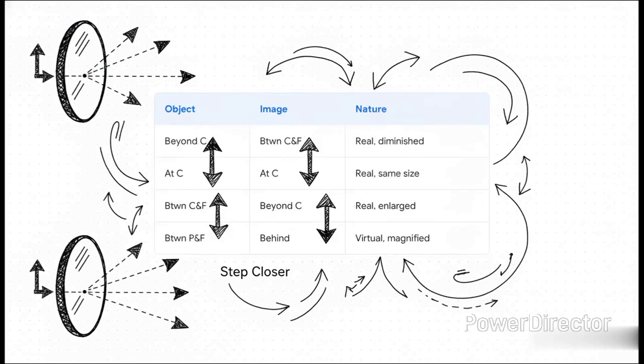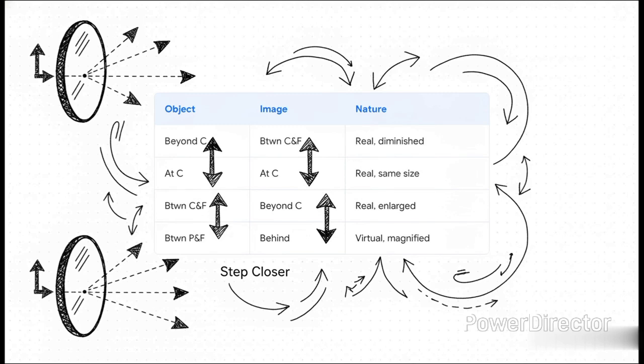Now, I know this table might look a bit dense at first glance, but it actually tells a story of incredible dynamic change. It shows us how simply shifting your physical position completely changes the reflection you get. Look at case 1 at the top. If an object is far away, beyond C, the image is real, inverted, meaning upside down, and diminished or shrunk.